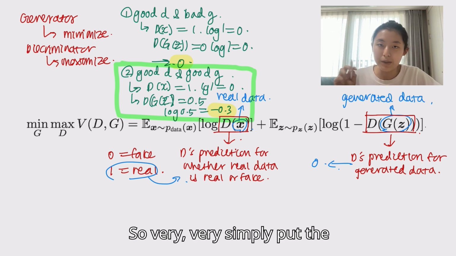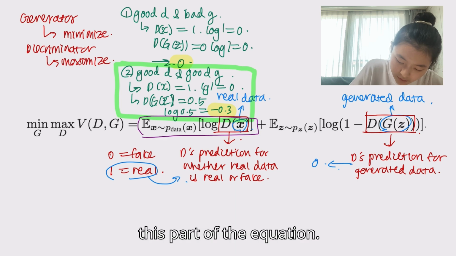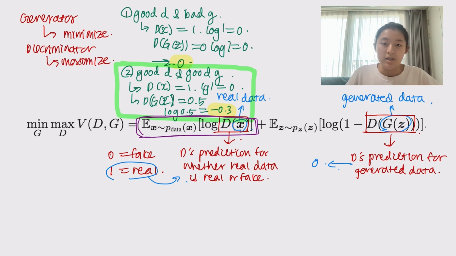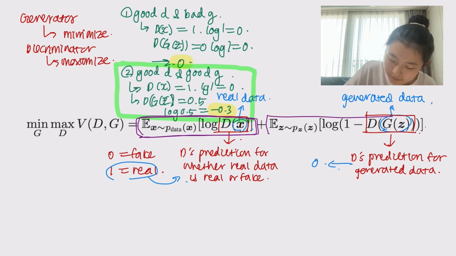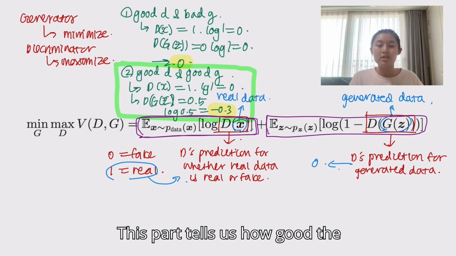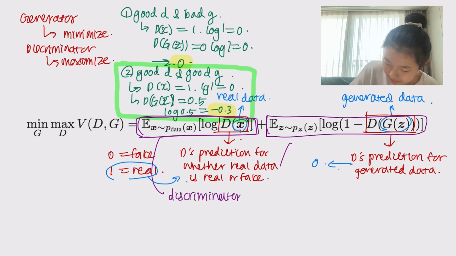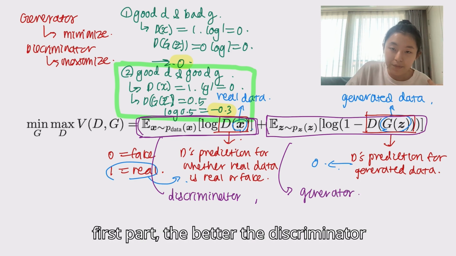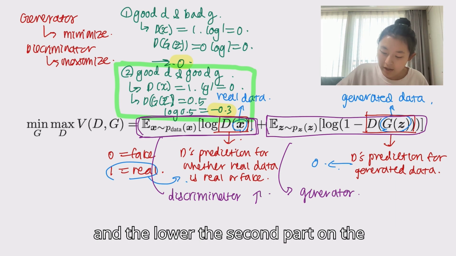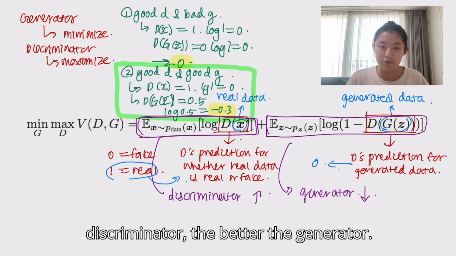So very, very simply put, the first part of the equation essentially tells us how good the discriminator is, and the latter part tells us how good the generator is. So the higher the first part, the better the discriminator, and the lower the second part, on the premise that we have a really good discriminator, the better the generator.